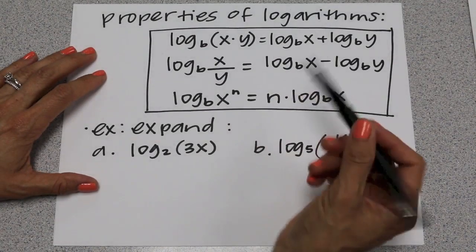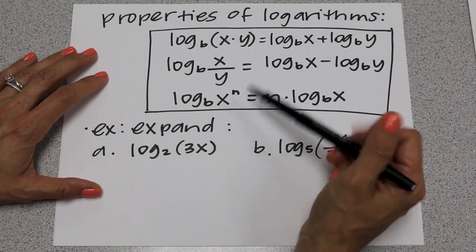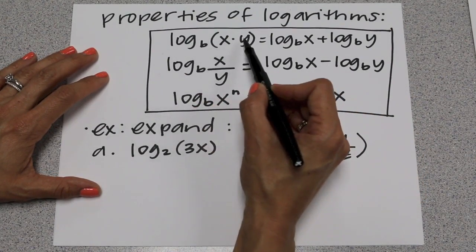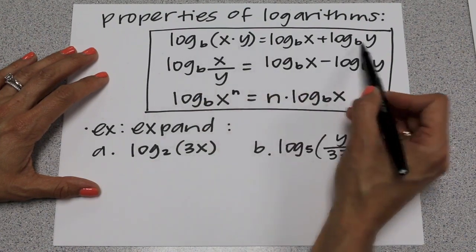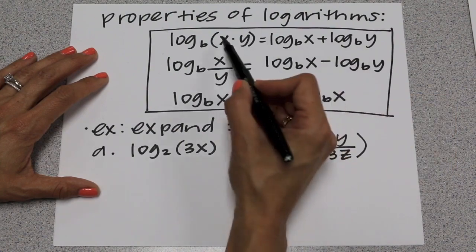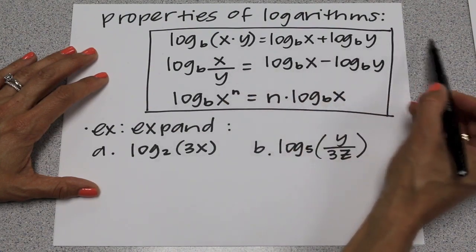Properties of logarithms, there's three basic ones that we're going to use. The first one is when you have a product. So it says log base b of x times y. If you have a product, you can split the log: log base b of x plus log base b of y. If there were three things, you would have three different logs.